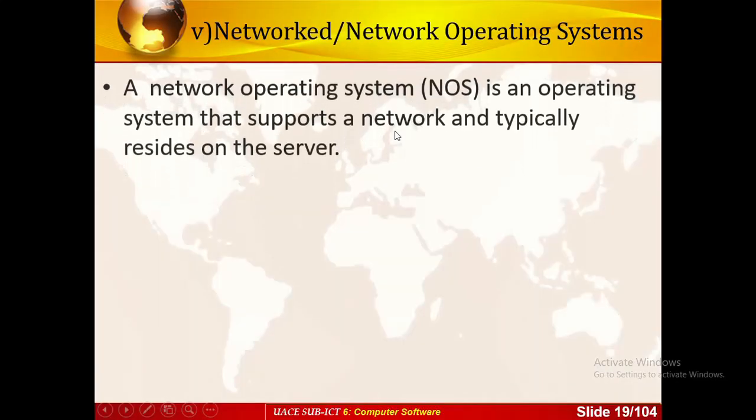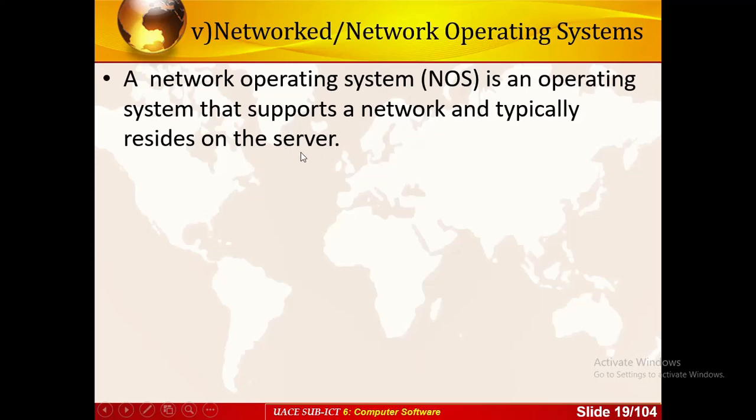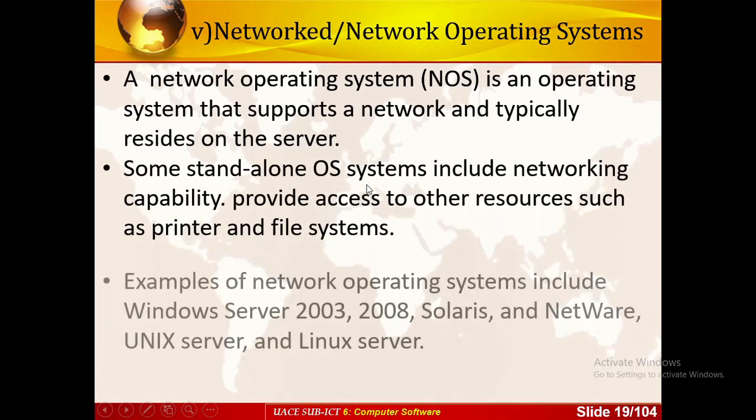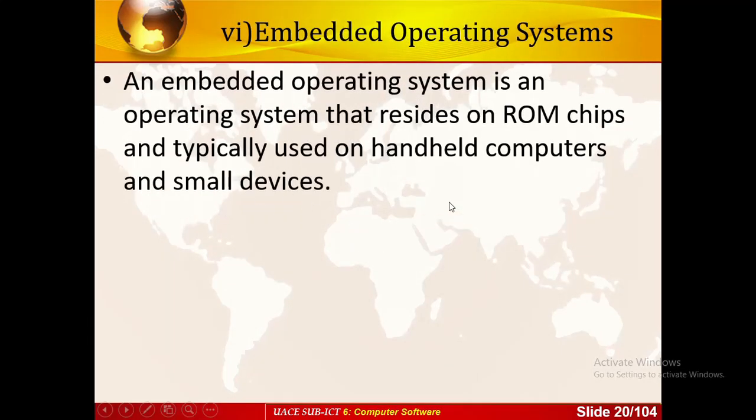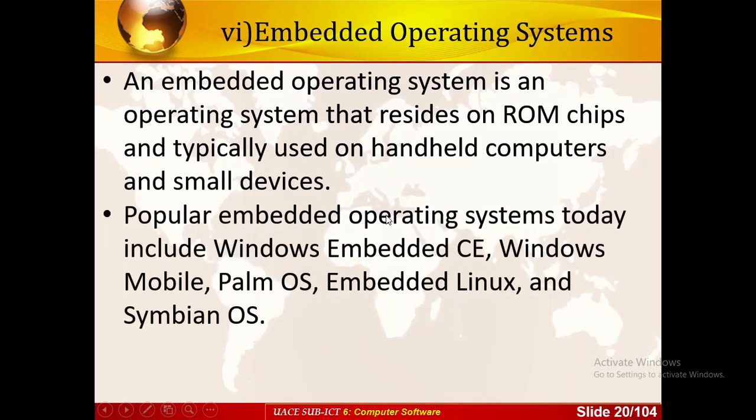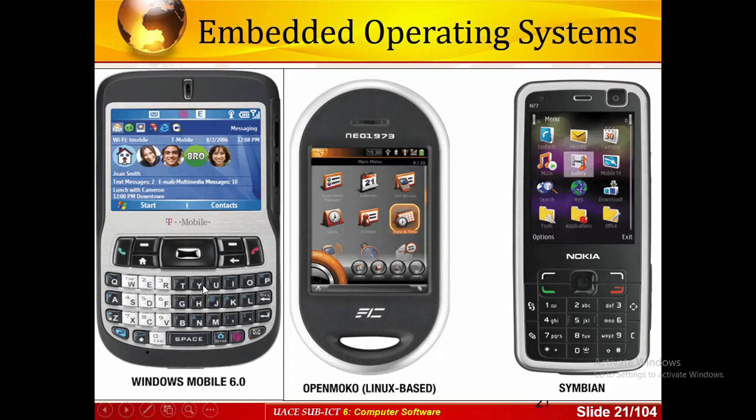Then here you can talk of networked operating systems that actually support and typically run on the server. This is basically for networking computers, as you can see. We have embedded operating systems that are either on ROM chips and typically on handheld computers or devices. Then we can also talk of popular embedded operating systems today, which include Embedded CE. We have Windows Mobile, we have Palm operating system, Linux and Symbian operating systems. And these are the Windows Mobile, which are put on handheld computers or phones. We have the Linux based ones. We have this one, which has the Symbian OS. These are all kinds of operating systems, but they are embedded and they are always on phones.